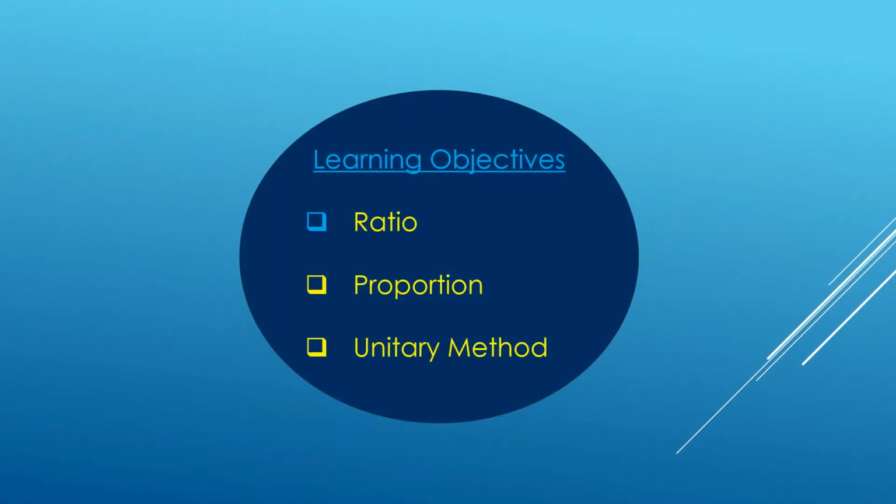Let's see the learning objective for this chapter. After this lesson, students will be able to understand what is ratio and how to find the ratio of two numbers, and what is proportion and what is unitary method.